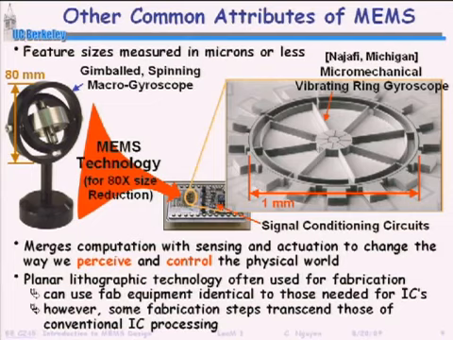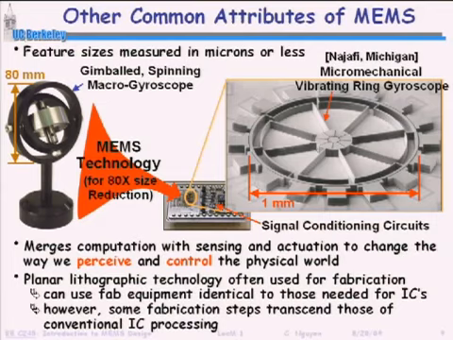This is showing how you can get this together with circuits, signal conditioning circuits. And that shows another thing you can do with MEMS. Not only shrink the size, which makes it cheaper and deployable in many portable applications, but it also makes it very convenient to merge computation with the sensing. Often the MEMS device does the sensing, and the transistors do the computation for you. This allows us to change the way we perceive and control the physical world.